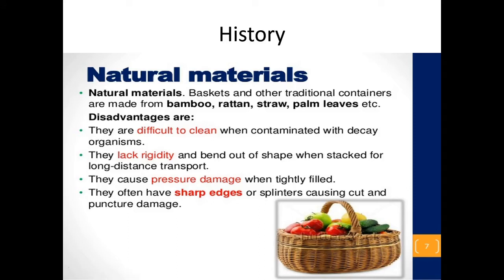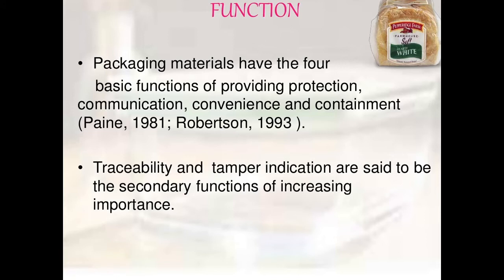When we come to the history of packaging, the most common type of packaging which was used earlier was the natural material available from nature. For example, bamboo, palm leaves, straws, rattan. But there were some disadvantages related to this. They are difficult to clean, they lack rigidity, and they cause pressure damage when tightly filled. They often have sharp edges which can cut or puncture your product. To overcome this, we came up with new types of packaging materials which we are going to discuss in the coming slides.